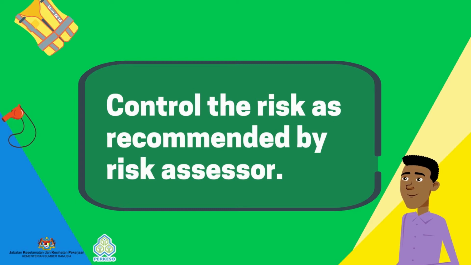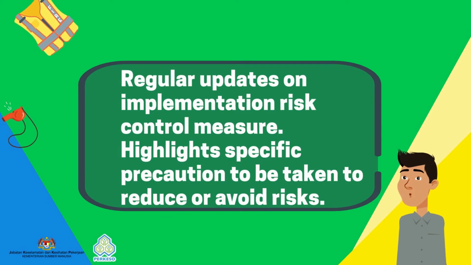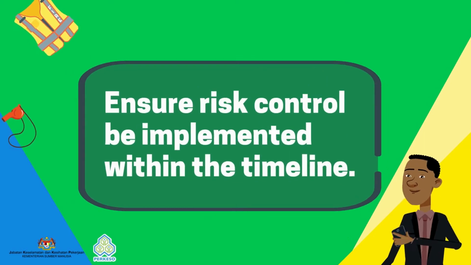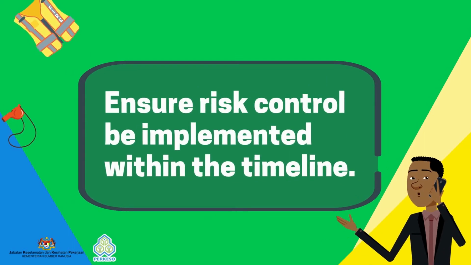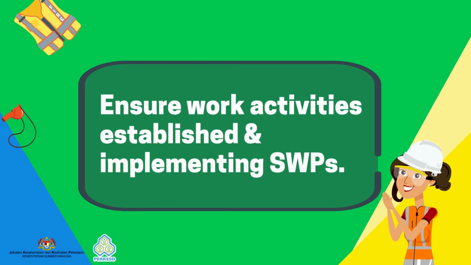Furthermore, is to take measures to control the risk as required in para 5.5 as recommended by the risk assessor. To require the risk assessor to provide regular updates on implementation of risk control measures and highlight any specific precaution to be taken to reduce or avoid identified risks. To ensure the persons in charge implement the risk control within the timeline. To ensure all work activities have established and implemented SWP.